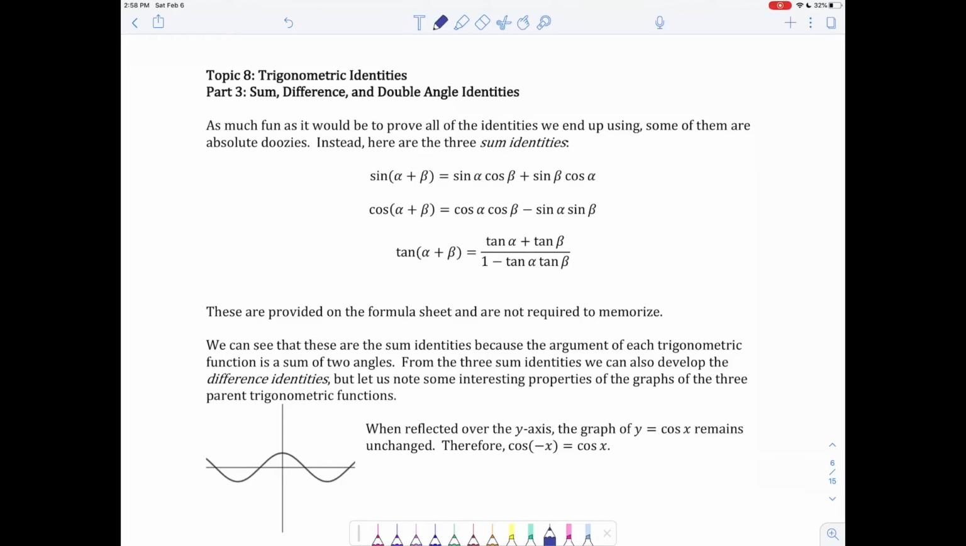Thus far, we have looked at the reciprocal and quotient identities and the Pythagorean identities. In today's lesson for trig identities, we're going to look at the sum, difference, and double angle identities.